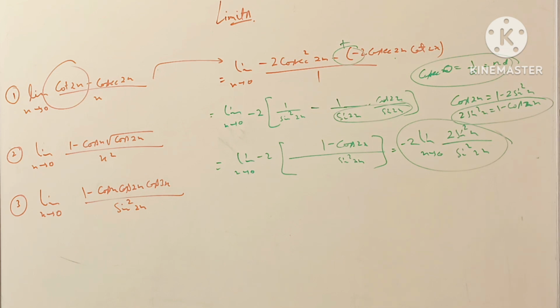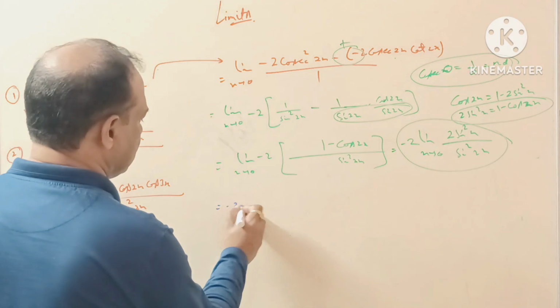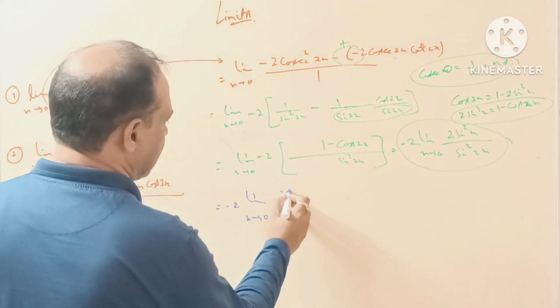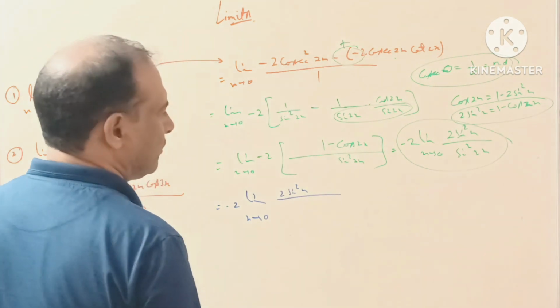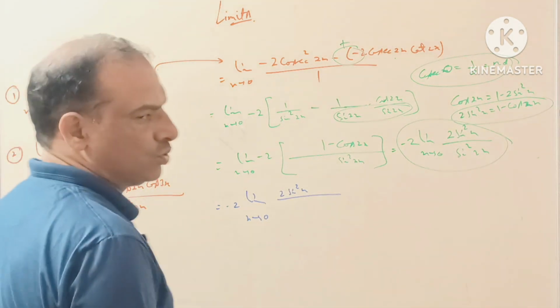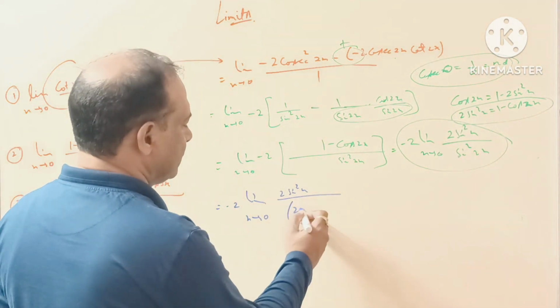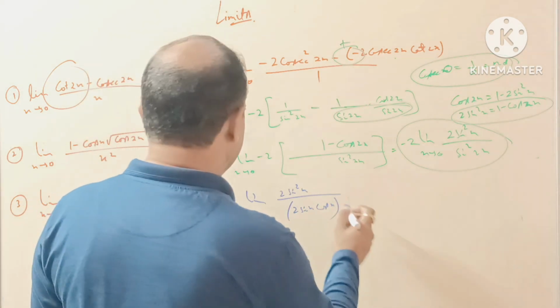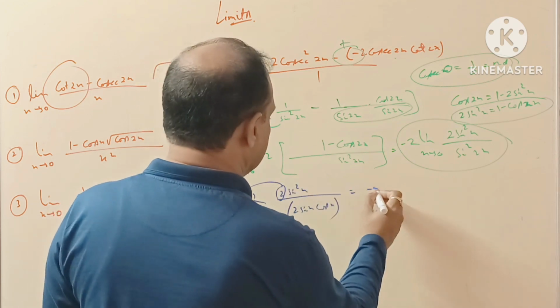Now what I have to do is rewrite this as minus 2 limit x tends to 0, 2 sine square x, and here in the denominator I have the formula for sine 2x, which is equal to 2 sine x cos x. Now here it will become 2 sine x cos x.